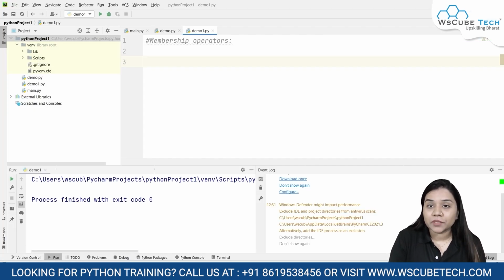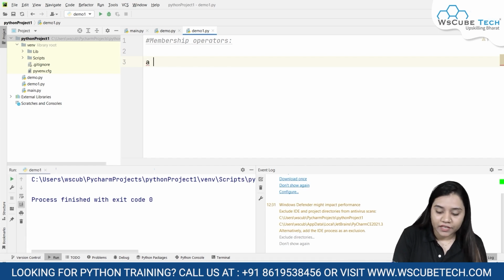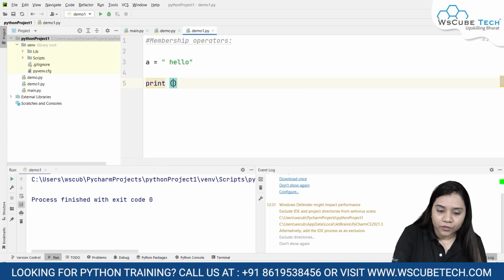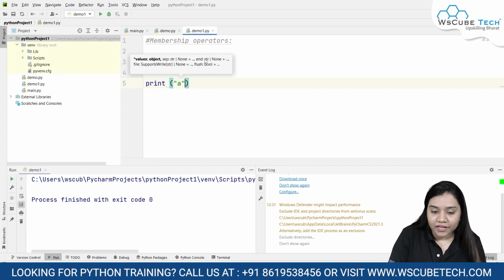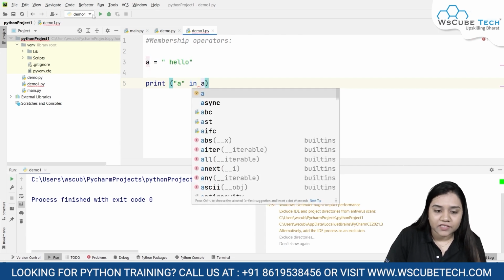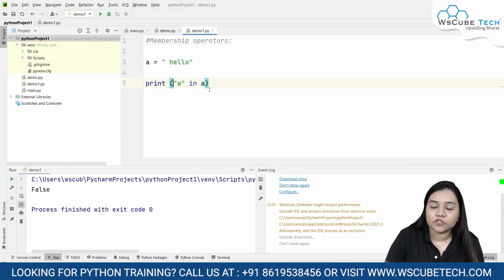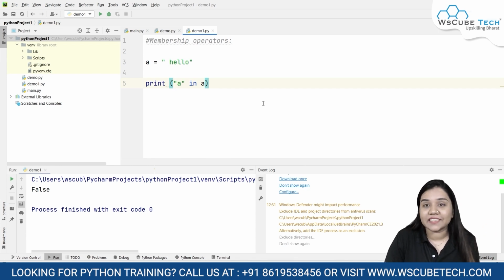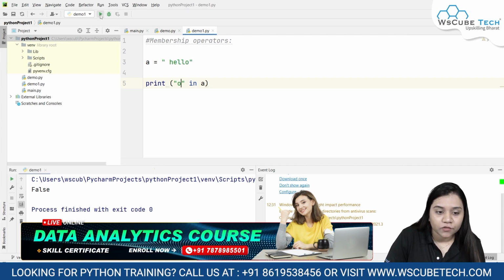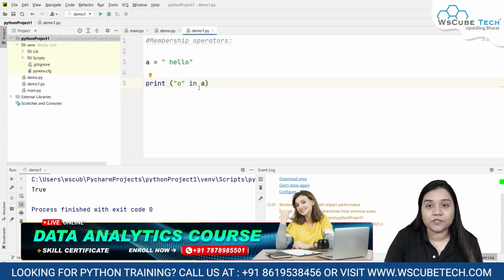So guys, to explain membership operators, I'm considering a case where I'm taking a variable a. Inside it, I'm adding a string hello. Now I want to check if the alphabet a is present inside the string a or not. For that, I'll write print, and inside the string I'll write a, that is, a in our variable a. Let's run and see what happens. If I run it, it gives us false. Why does it give us false? Because we can clearly see that in the word hello, we don't have the alphabet a. At the same time, if I had written o over here and run it, it would have given me true. Why? Because yes, o is present inside a.